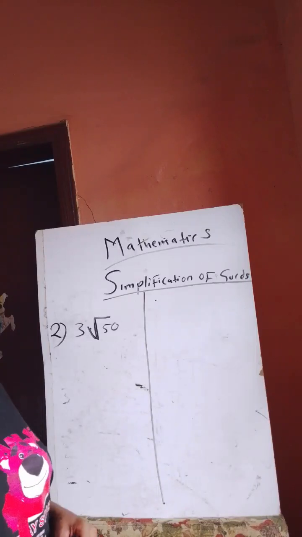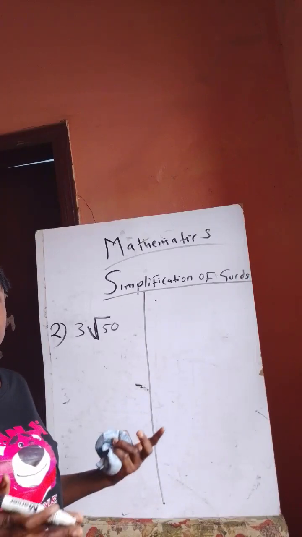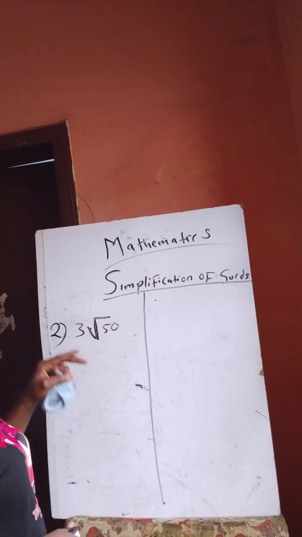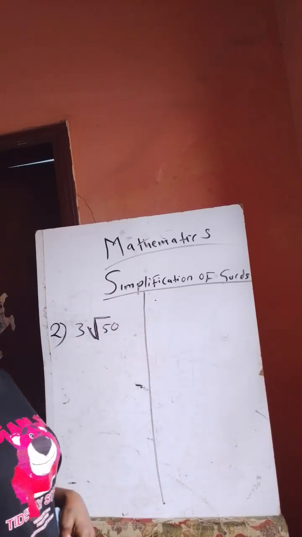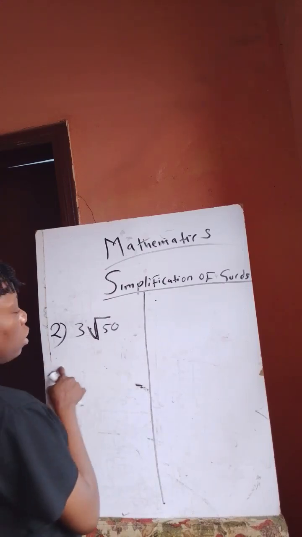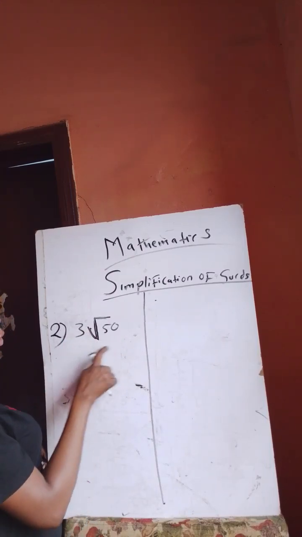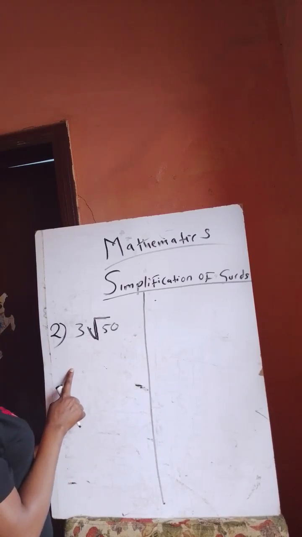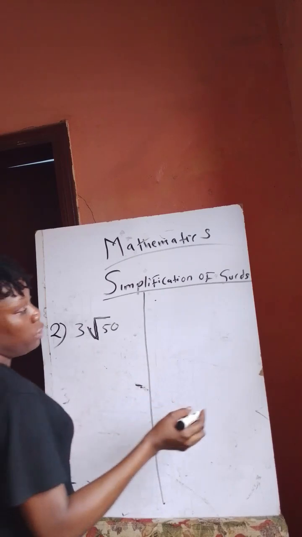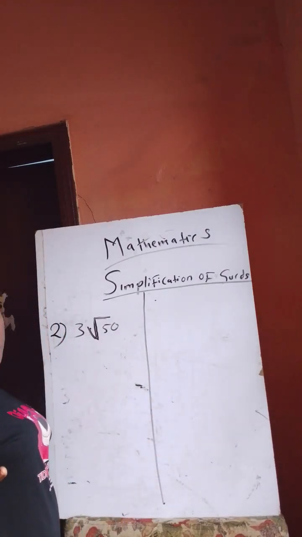As I said before, this one is going to look a little bit different compared to the one we did before, but it's still under simplification of surd. So let's go. As we have something like this, first of all we have to simplify this 50. We use the LCM method.